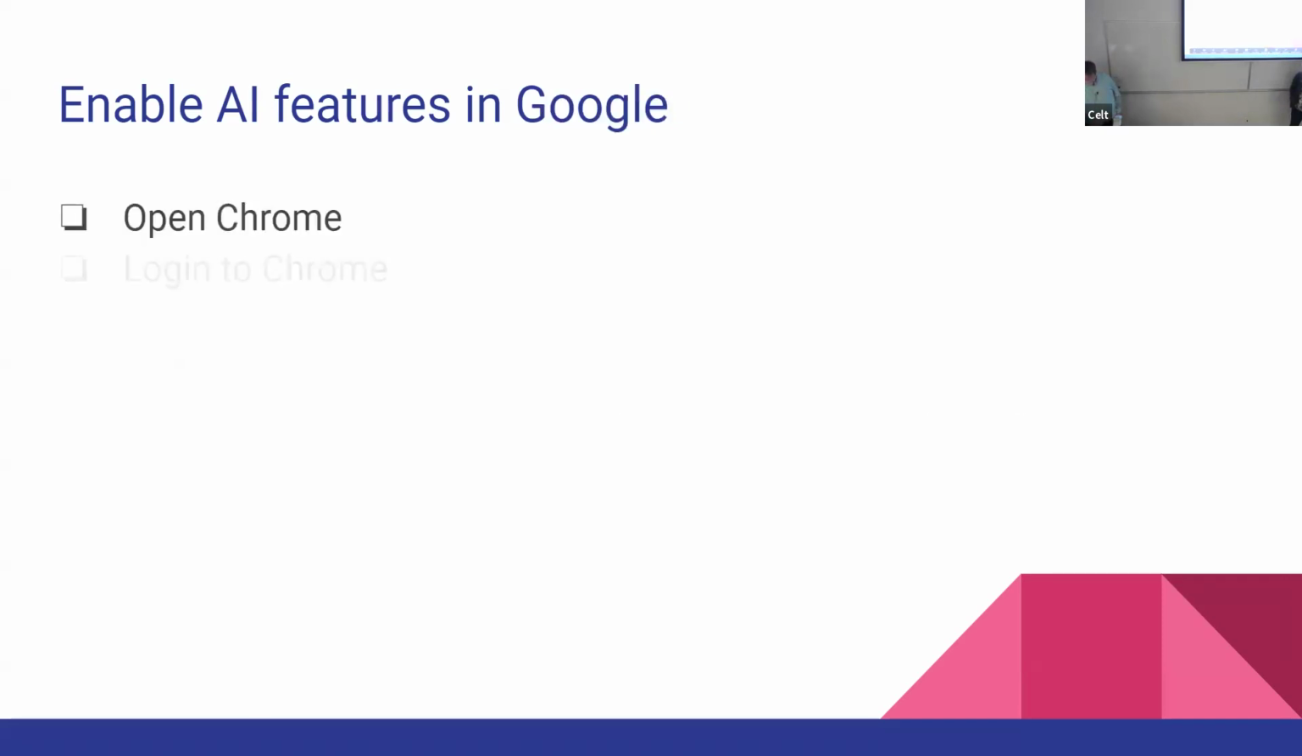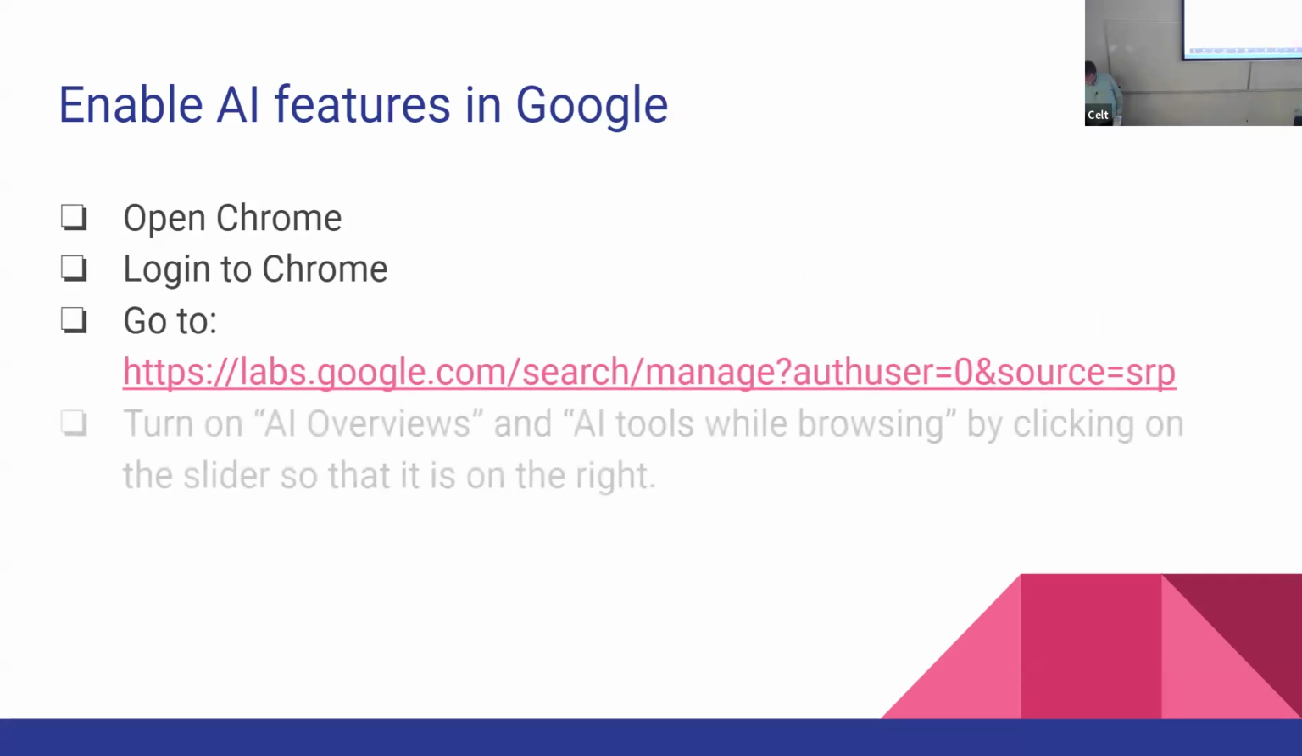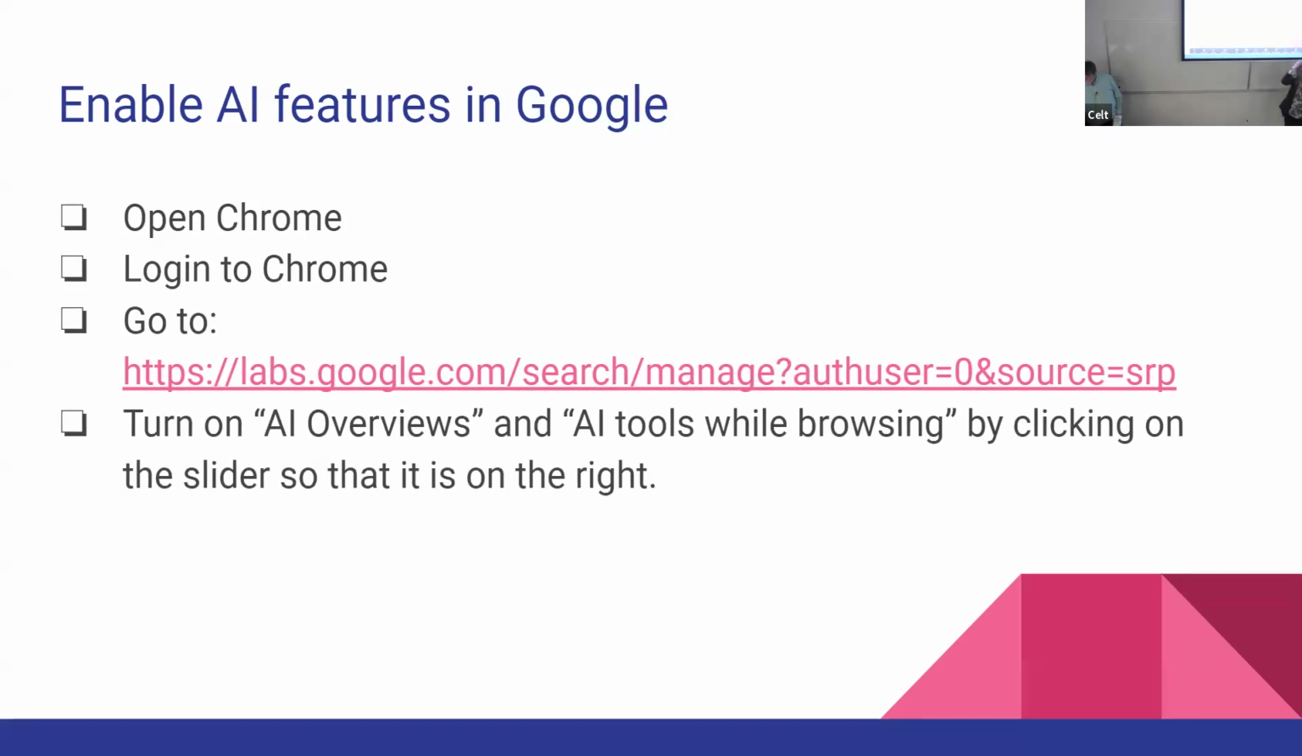Another thing you may want to do, just for fun, is to enable AI features in Google for any browser that works with your account. So what you do is open Chrome, or any browser for that matter, and go to this address. If you downloaded the slides, you can just click on that link and it should take you right to a page. This is a new way of getting to this in just the last month or so. And it should work.